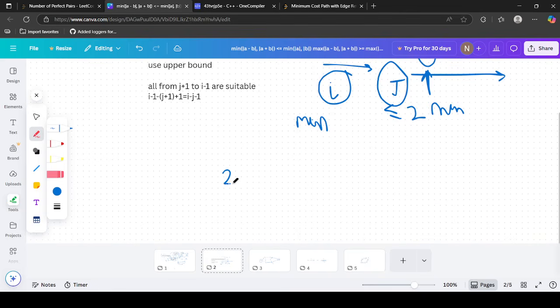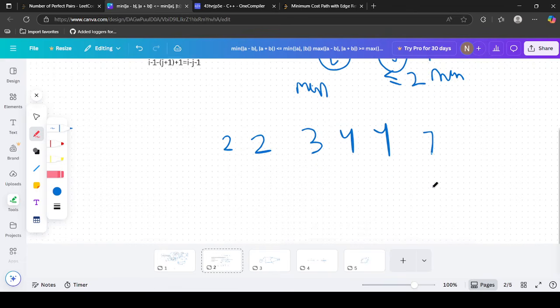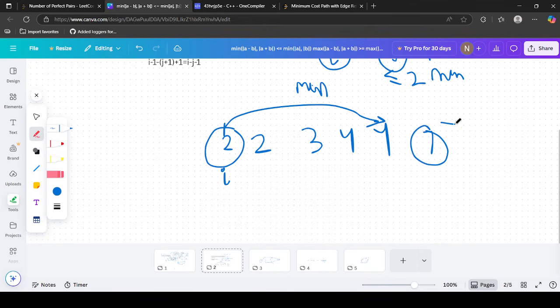Because for example, let's assume that we have 2, 2, 3, 4, 4 and 7. This is the value of i. So for this index, what is the other pair which can satisfy the condition? For this 2, it is only up to this 4. Because if we reach this, it means that it is greater than 4. So we cannot pair this, because it must be less than or equal to 2 into 2, which is 4. So the upper bound of i is this one: 0, 1, 2, 3, 4, 5. So upper bound of 0 is 5.